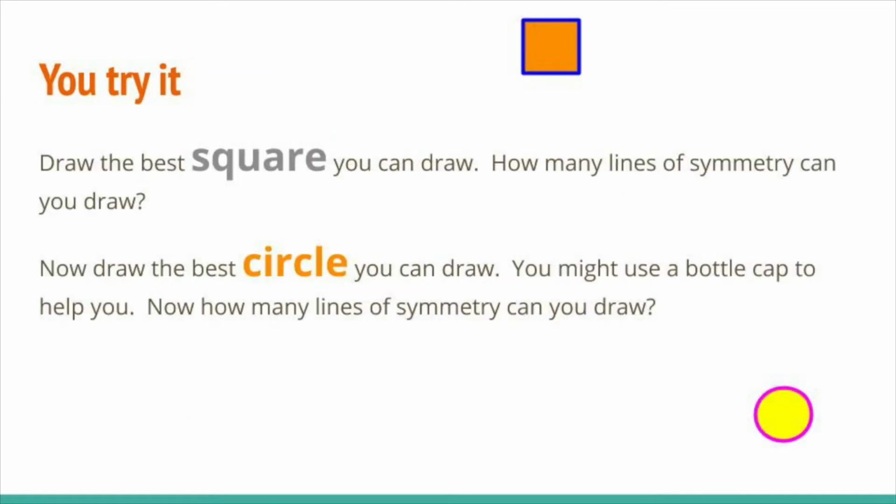Now we'll think about this differently and draw lines of symmetry on shapes that we've drawn. Try drawing a square and then dividing it in half with a line of symmetry. How many different ways can you find to do that? Pause here and try again with a circle.